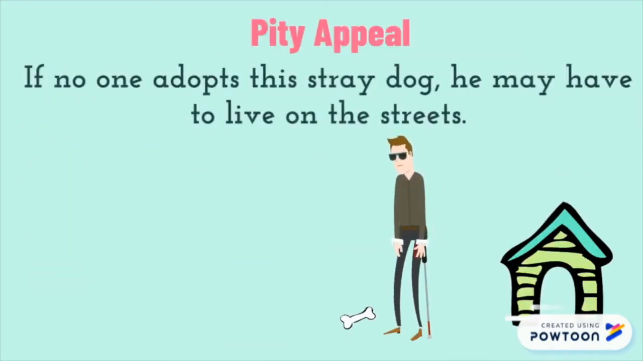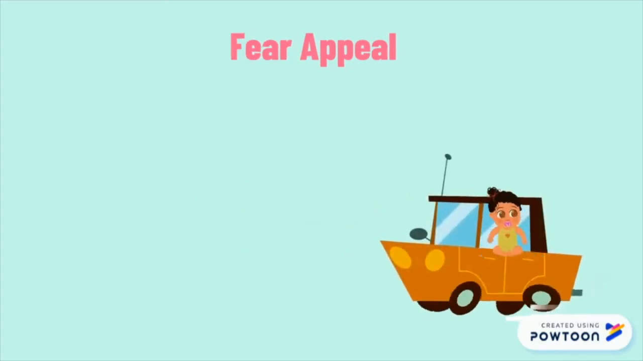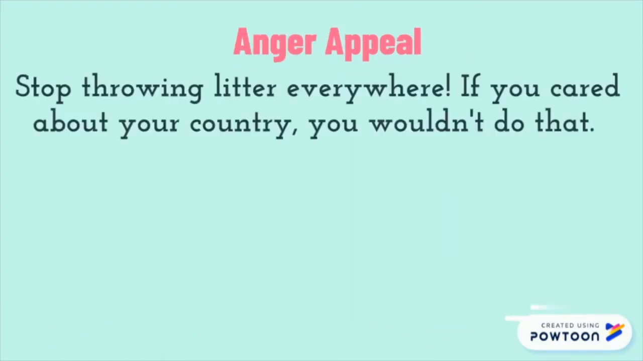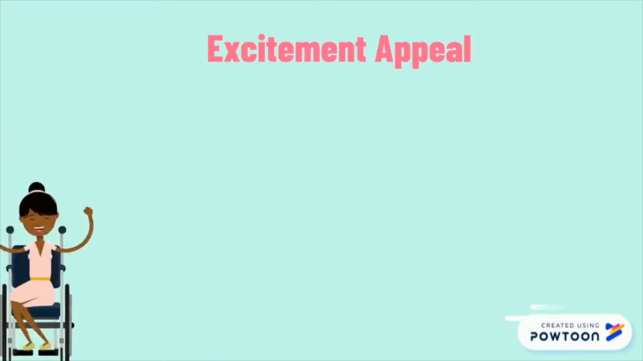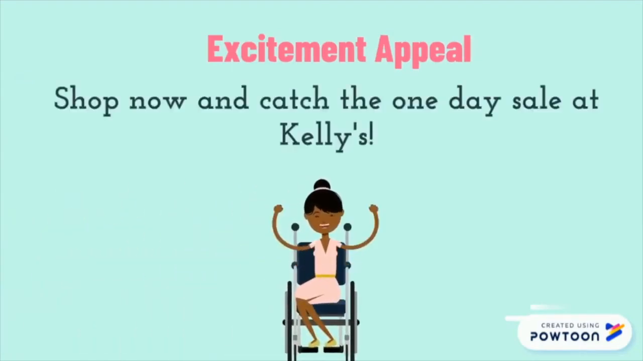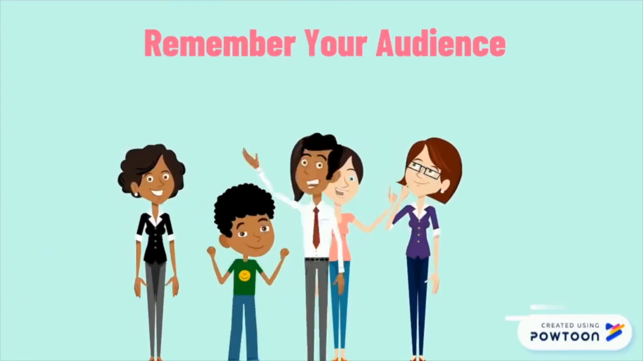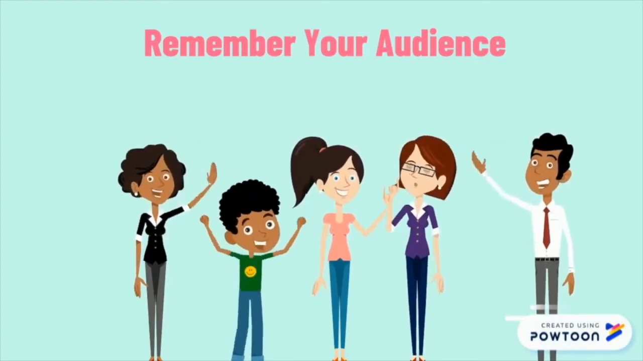To appeal to animal lovers, the writer may use pity to evoke compassion to convince the audience to adopt a dog. The fear of danger to life, health, or property may convince you not to leave a child in the car. Anger appeal can make the audience want to take action, such as cleaning up the environment. Or excitement appeal, which can make you want to spend some money. So whether you're writing for a friend, your teacher, a parent, or even a complete stranger, it's important to know your audience so that you can write to appeal to their emotions.